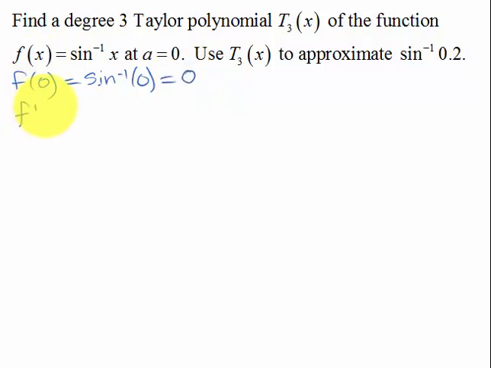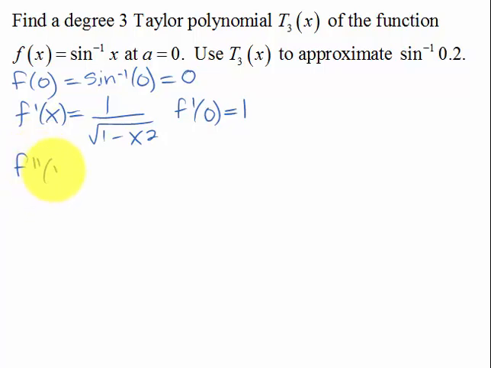Now we need a derivative of the function, and if we remember, the derivative of inverse sine was 1 over the square root of 1 minus x squared. So if we take that and we evaluate that at 0, we get 1.